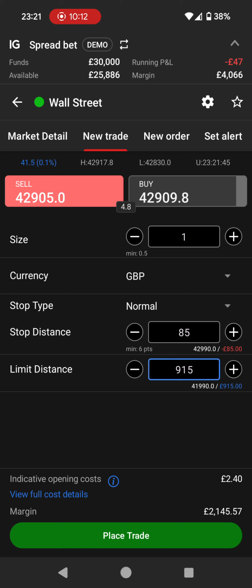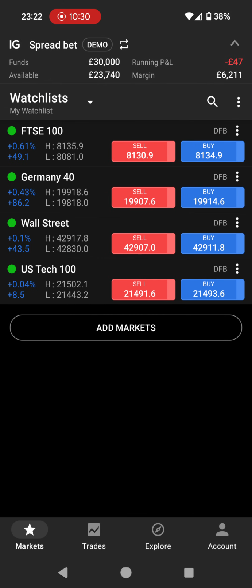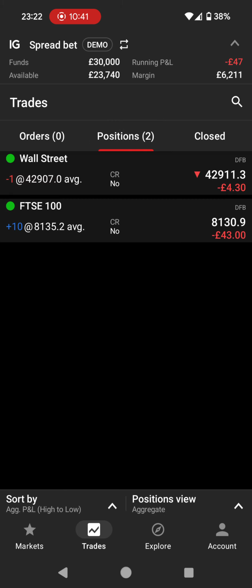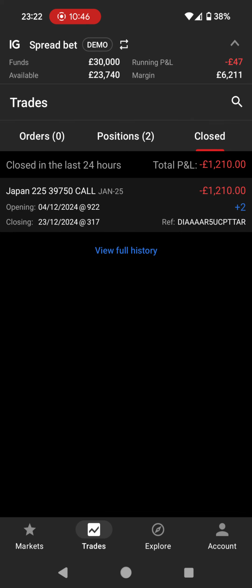As you can see, it's bouncing around. I've waited that small amount and now I can afford a slightly bigger one. Oh, no, let's go the other way. There we go. Let's place that trade. Confirmed. So we're locked in. Let's have a look at where those trades are. We've got orders, positions, and then anything that we've closed. In order to make the video, I closed a very old trade that sat there for quite some time.